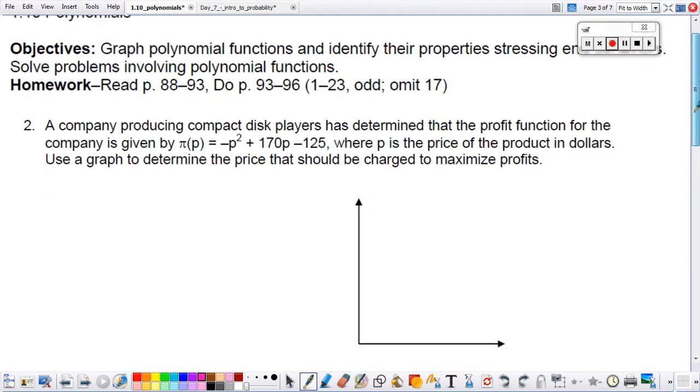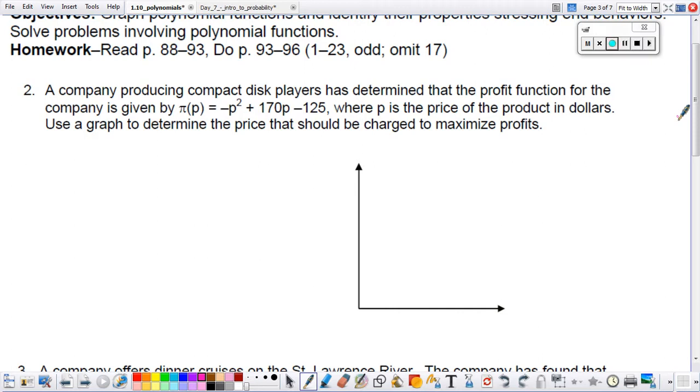Okay, so here we go, another polynomial problem, but now a word problem. A company is producing CD players, and they determine the profit, so that's the money they earn after their cost. Remember, profit is revenue minus cost, is given by pi, stands for profit, of the price is negative p squared plus 170p minus 125. Now you could graph this in your calculator. I know it's a quadratic, so it's a parabola. I know it's going to open down because of this negative. So it's a down opening parabola.